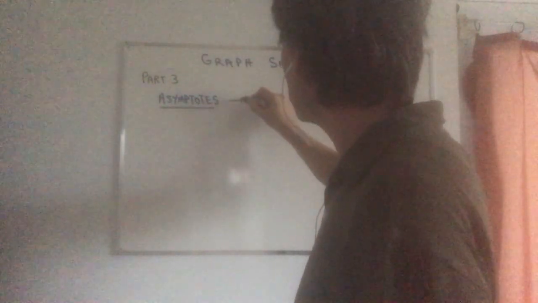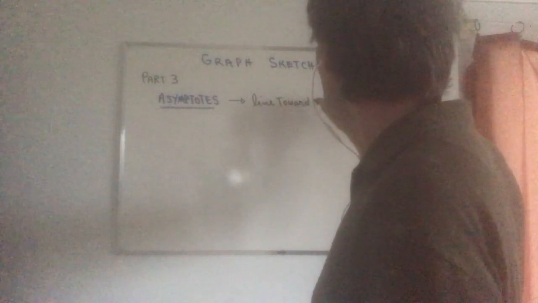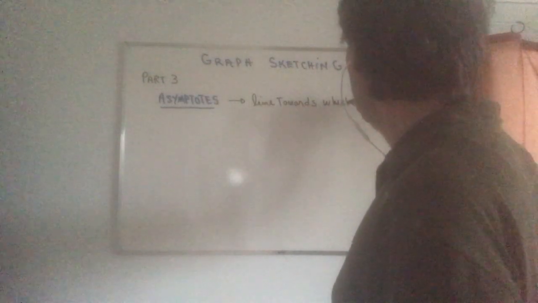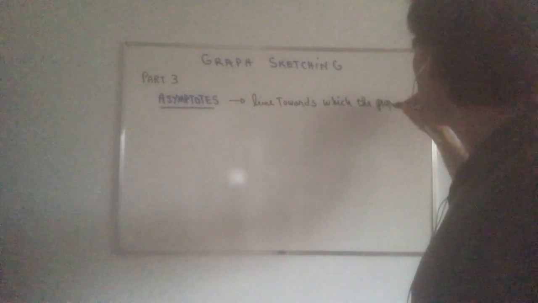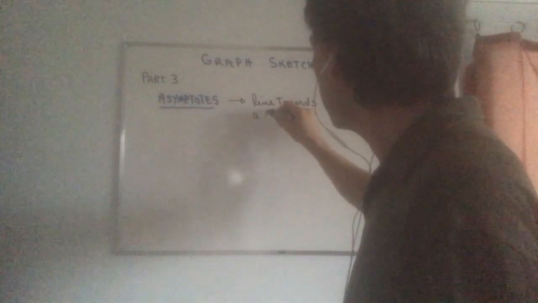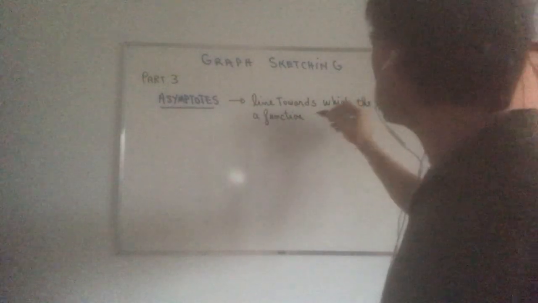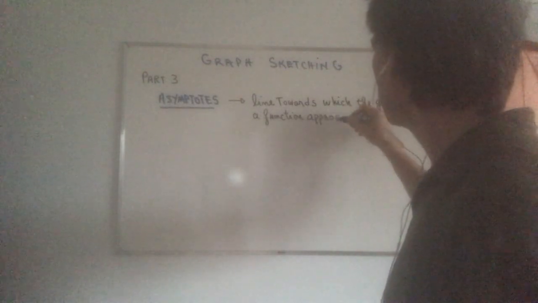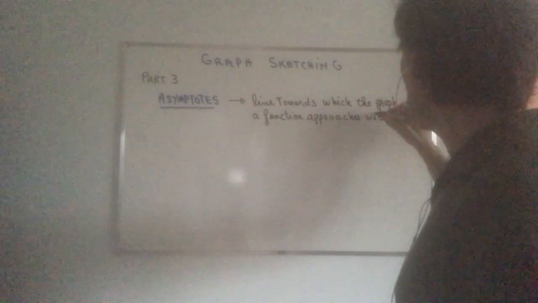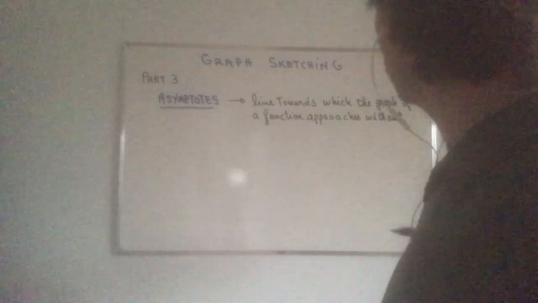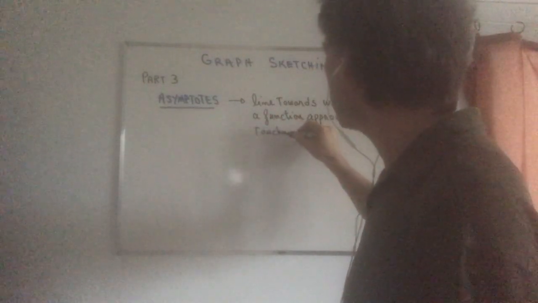Definition: what is an asymptote? It is a line towards which the graph of a function approaches. So it approaches the asymptote without ever touching it. That is almost always true. We're going to see that there might be some exceptions a little later on this week.